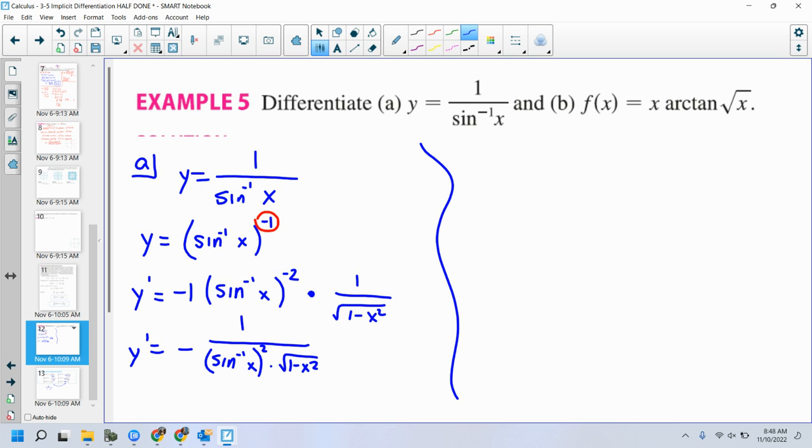What's another way to say arctan? What does arctan really mean? Isn't that just inverse tangent? Yeah, that's just inverse tangent. So f of x is equal to x arctan of the square root of x is really like saying f of x is equal to x inverse tangent of the square root of x, right?